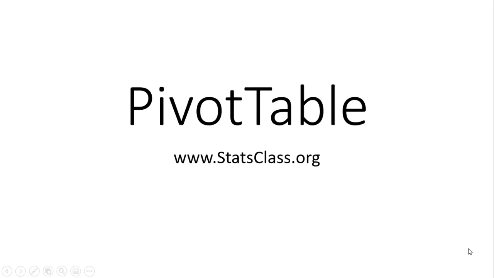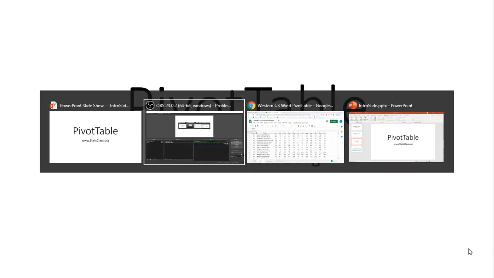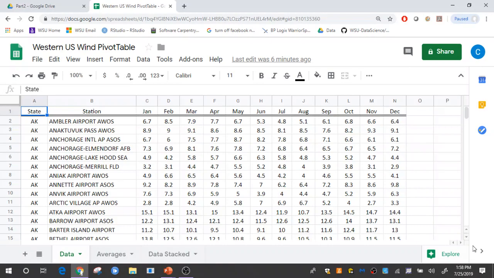This short video will show you how to do a pivot table in a Google Sheet. Okay, let's go ahead and get started. The data that I'm going to be looking at here is the Western United States wind data.